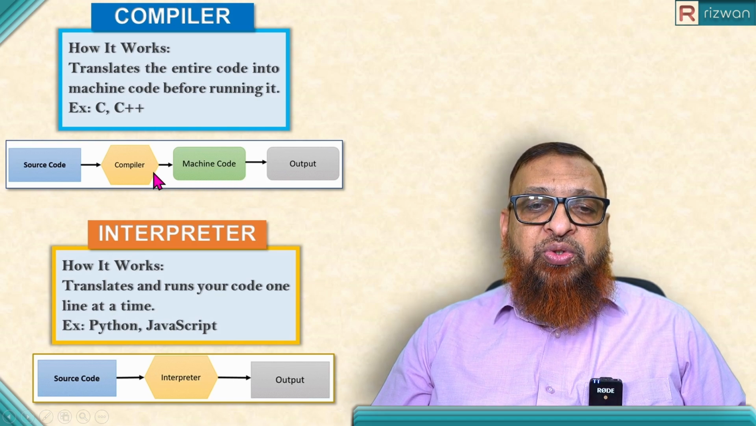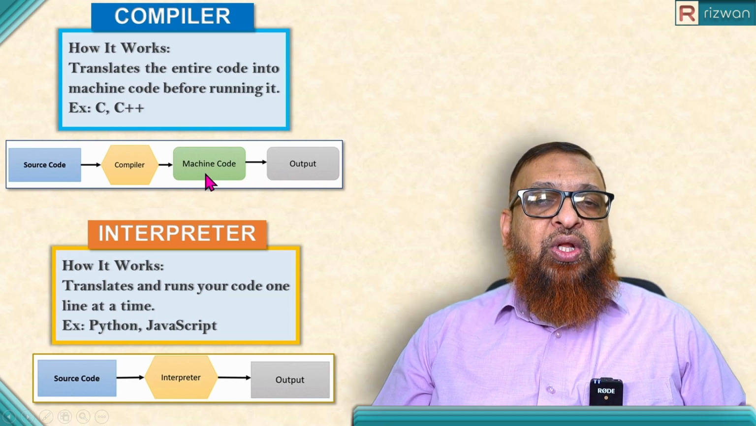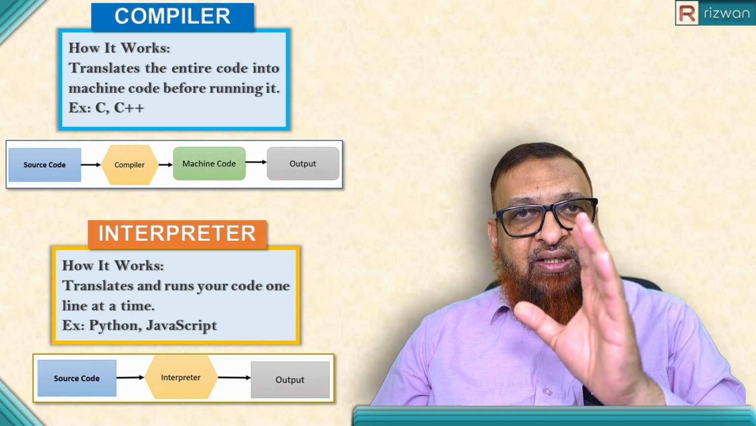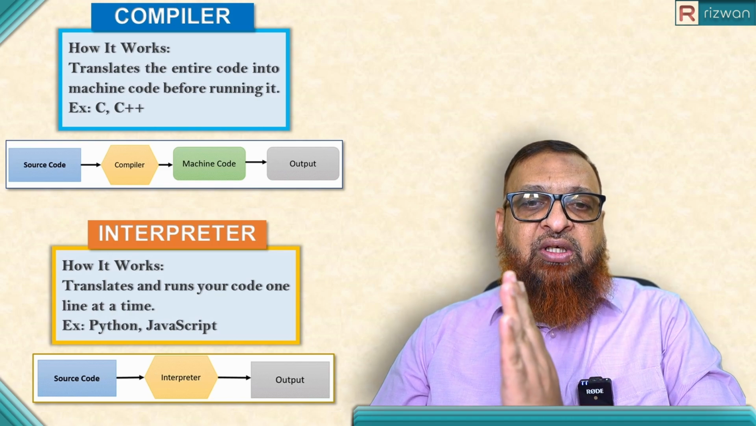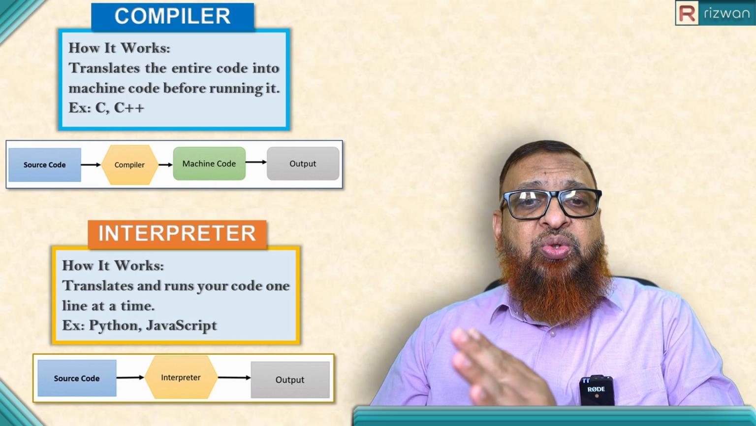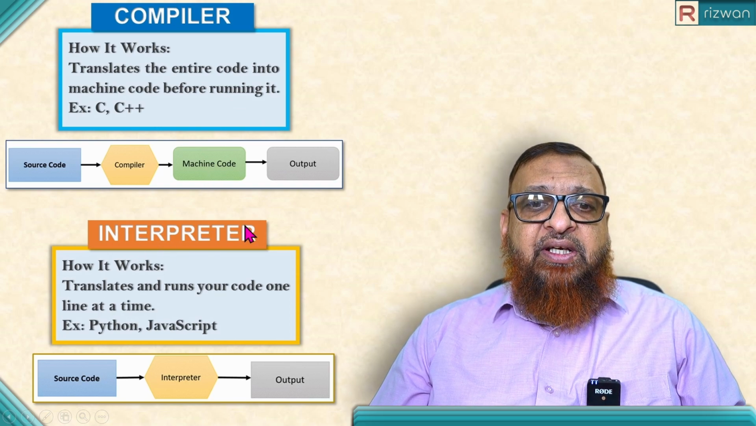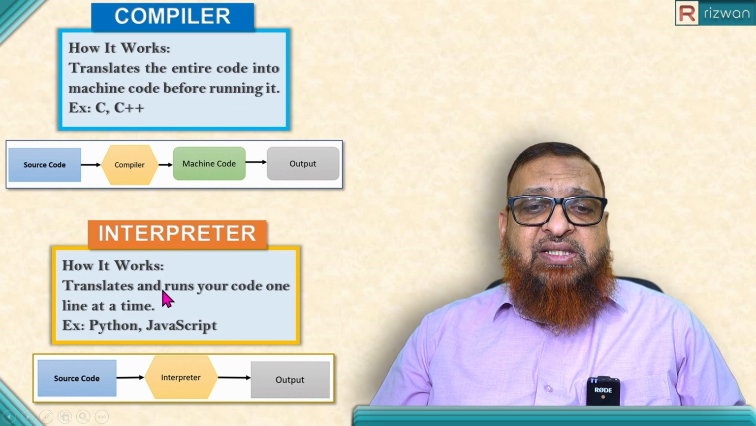So who will do this job? Compiler will do. Compiler will convert high level language to machine language in one go. The entire program, the area of circle, will be converted to the machine language. Fine. Then we are going to execute that machine code. Fine. So what is the interpreter then? An interpreter translates and runs your code line by line at a time.